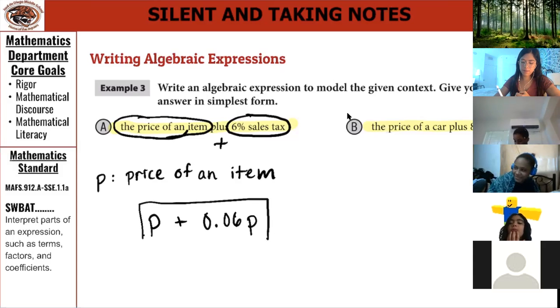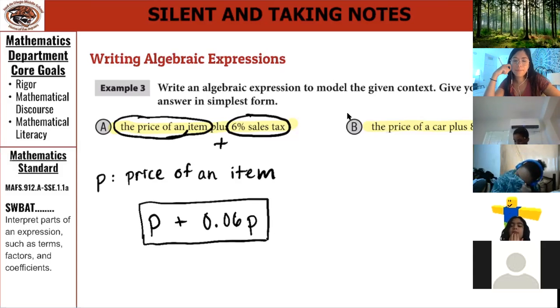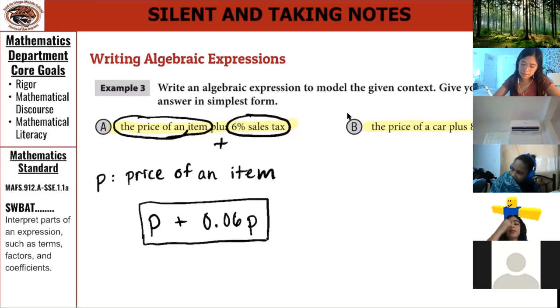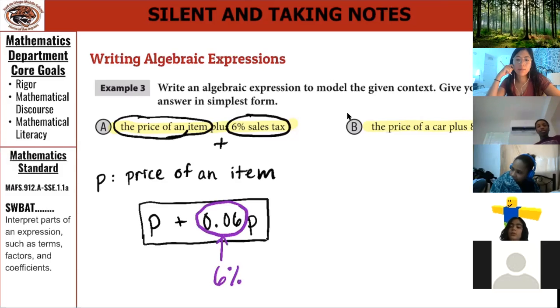Can't you multiply it by 6% instead of putting 0.06? Good question. So the 0.06, that's the same thing as 6%. I just wrote it as a decimal instead. Wouldn't it be 6/10 instead of 600?